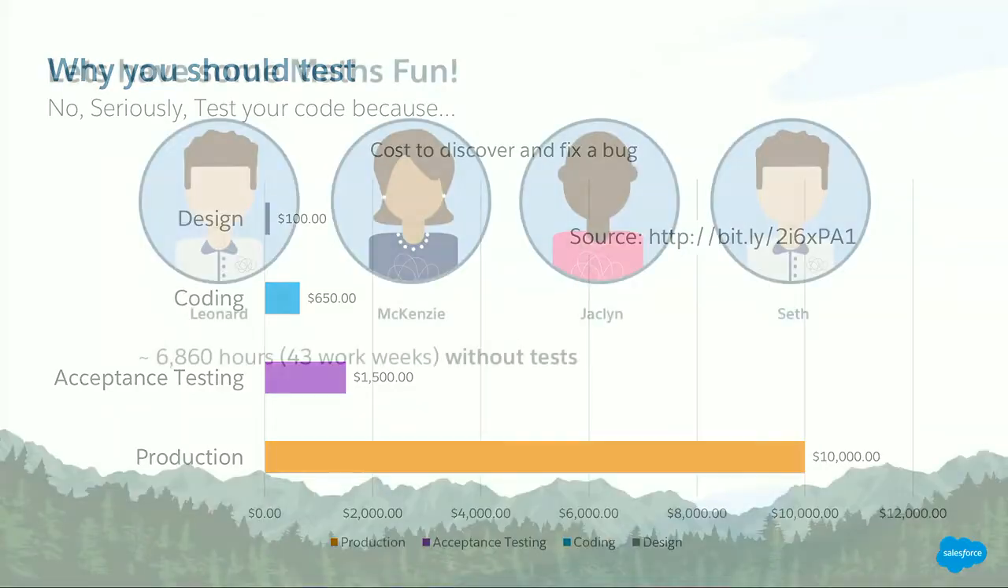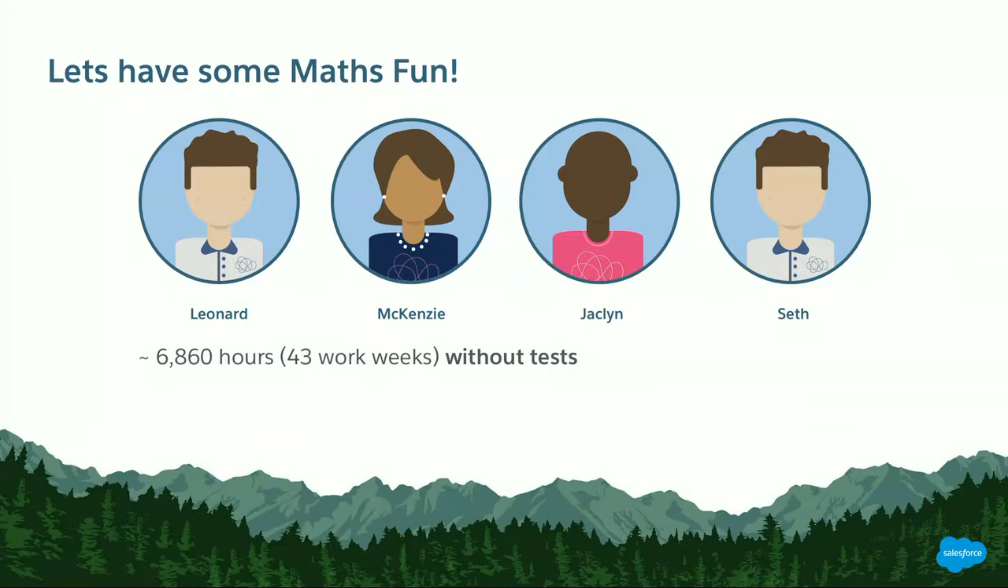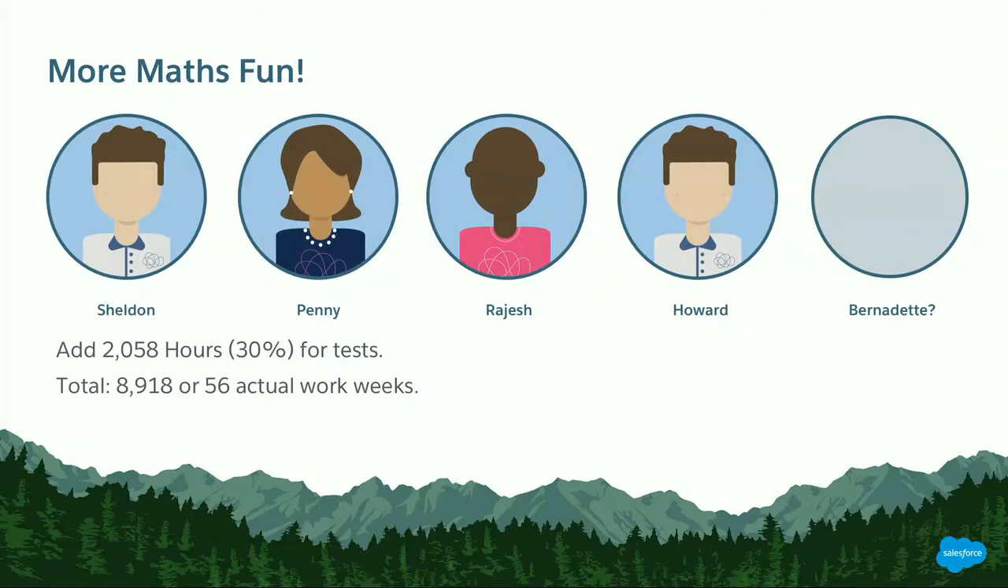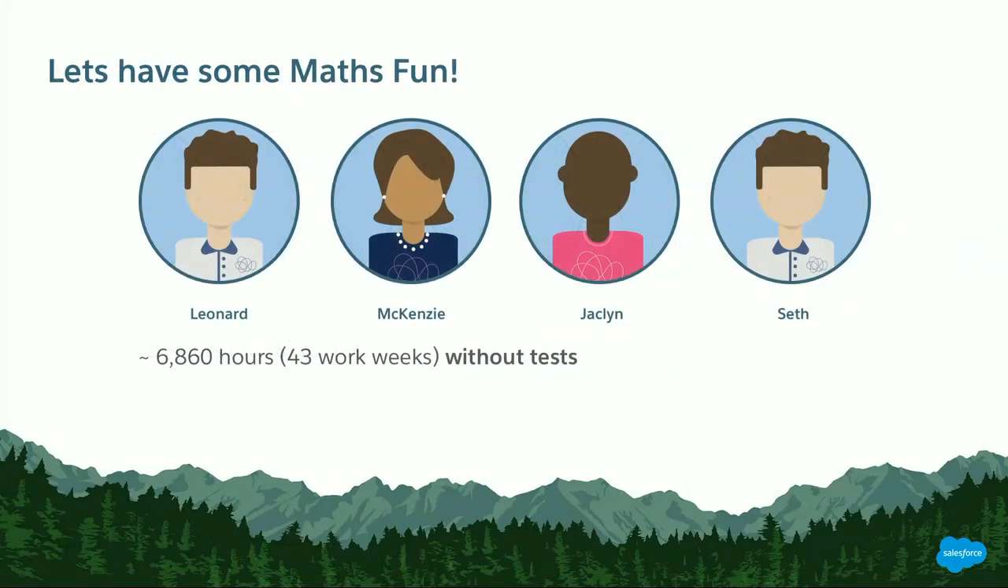Now, let's do some math work here. We've got a team of 4 developers, and we're going to let them work on a software project for an entire year. If you subtract a fairly basic vacation package, standard holidays, a couple of sick days in there, you're looking at about 43 weeks of work for the team total, an average of 6,860 hours. Let me back up here. This is an important part. This is without tests.